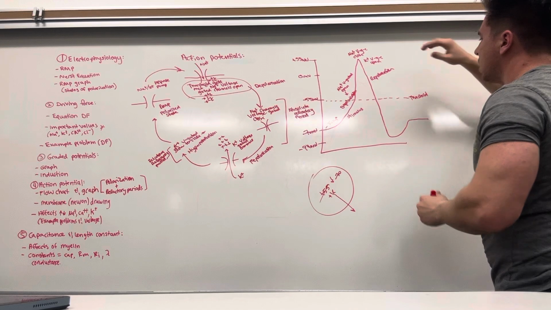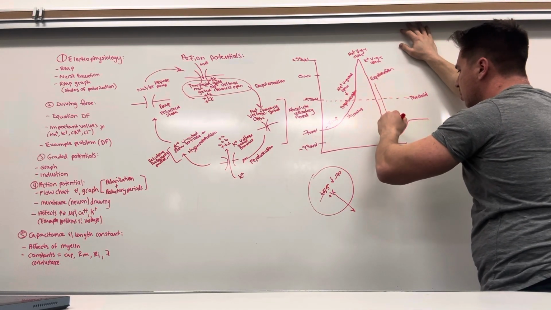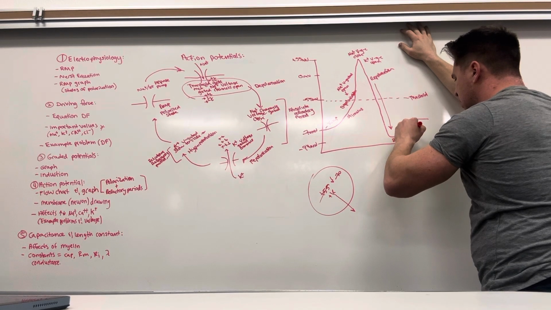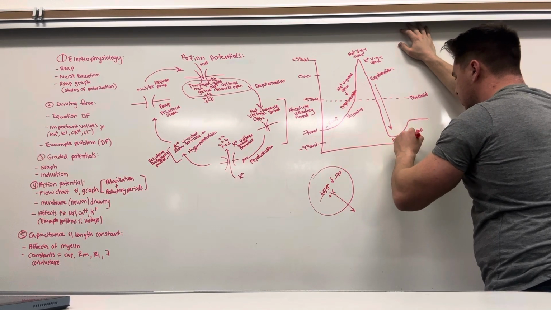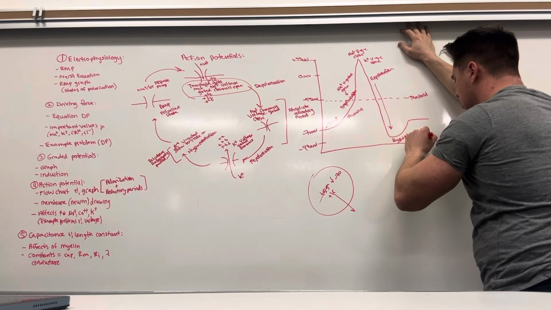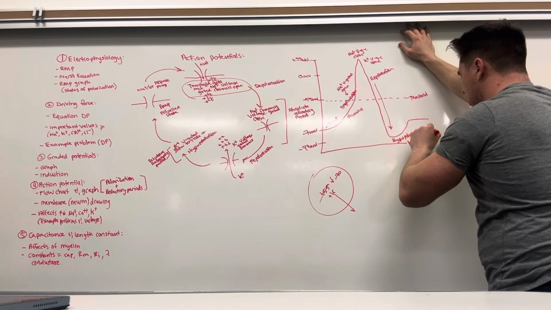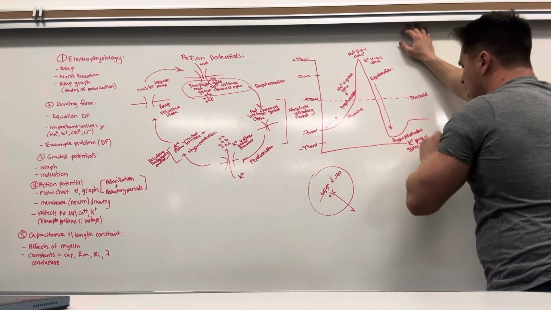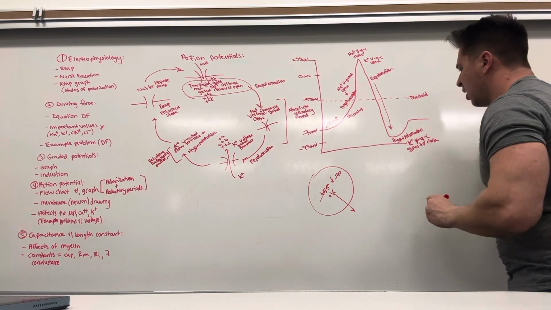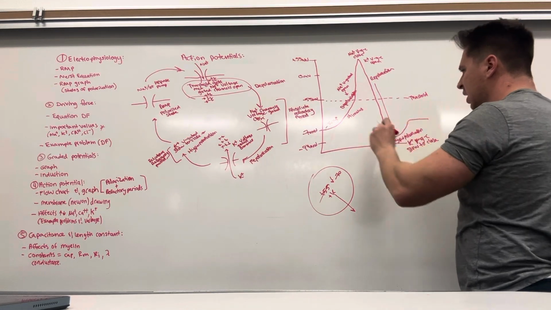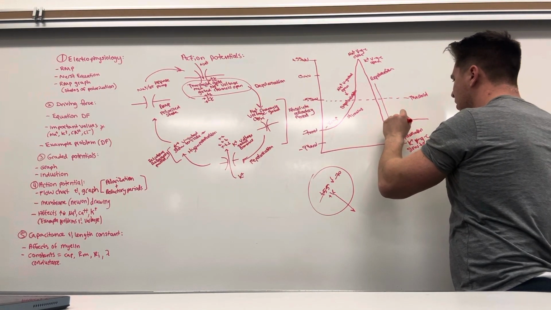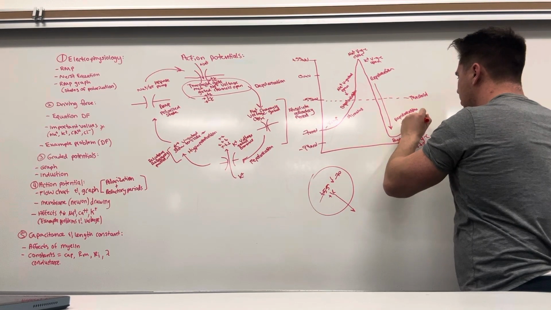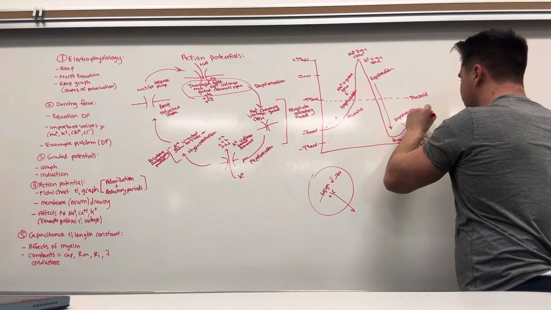And with repolarization, we end up overshooting it. And we end up in this state of hyperpolarization, because the potassium voltage gated channels are slow to close. And so we get this overshot hyperpolarization. So what we end up seeing is, right here, we have another state of repolarization back to resting membrane potential.